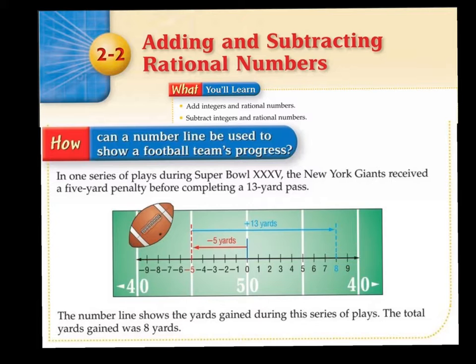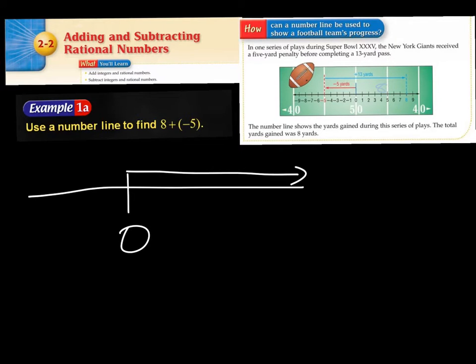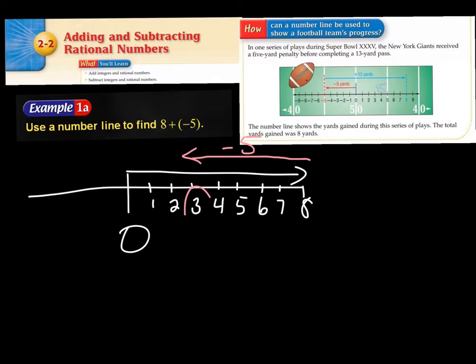So they had a loss of 5 and a gain of 13, which gave them a cumulative gain of 8. A number line is a nice visual way to see how to add signed numbers. So to find 8 plus -5, I go 8 units to the right, then I need to go 5 units back to the left. Positive units move to the right, negative to the left, and I end up at positive 3.